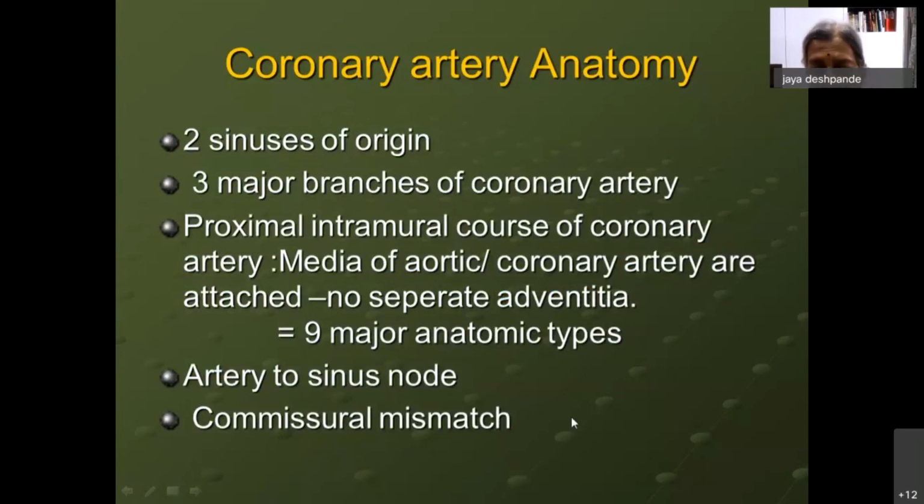Sometimes you get a proximal intramural course of the coronary artery. The media of the aortic and coronary artery are together. They don't have a separate adventitia. And you may get an artery to the sinus node, commissural mismatch, etc. It is important to note the coronary artery anatomy because one of the major procedures for correction of transposition is the switch operation.